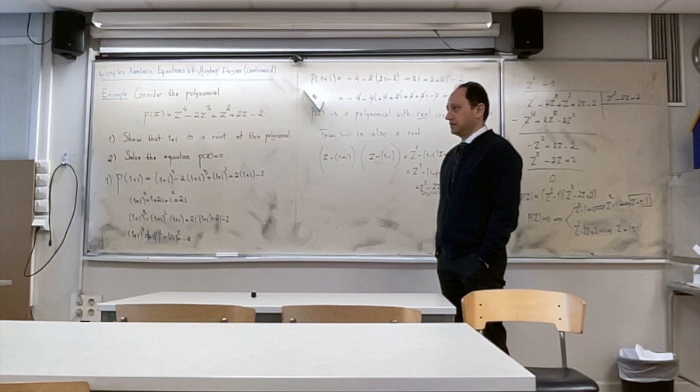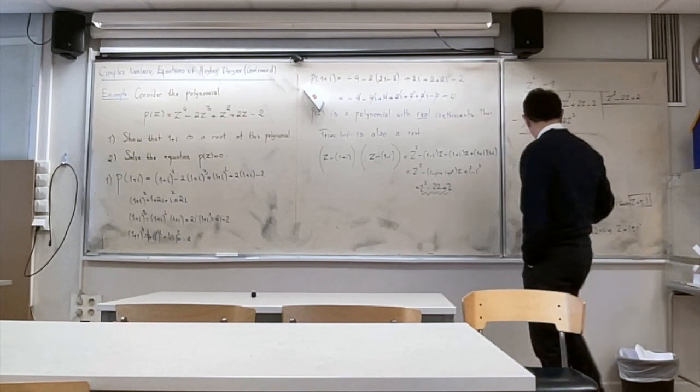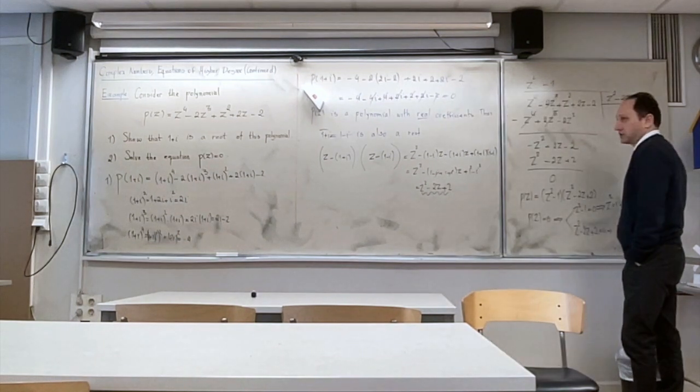A polynomial to the 4th degree should have 4 roots. Yes, we have 4 roots: plus or minus 1, 1 plus or minus i. Oh, sorry, no, but be careful. This doesn't mean the 4 roots are distinct.